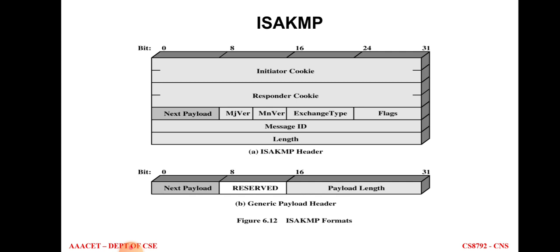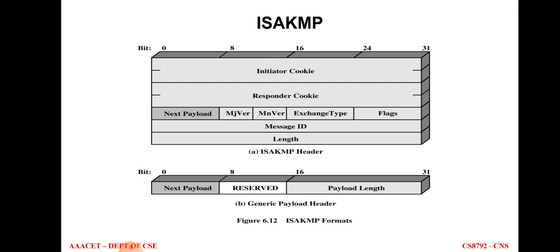The second cell holds the responder cookie. It has a length of 64 bits. It is also the responding entity. It is null in the first message from the initiator; this value should be null for the first message received from the initiator. Next is the next payload value. It has a length of 8 bits and is used to indicate the type of the payload of the message.